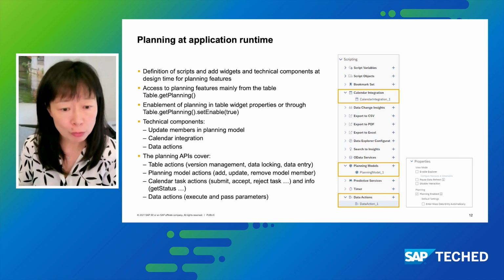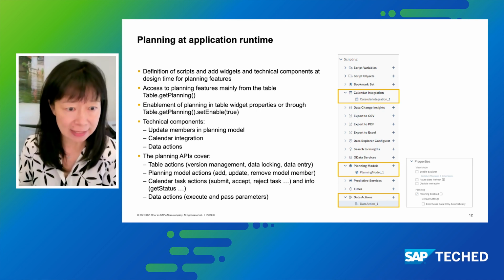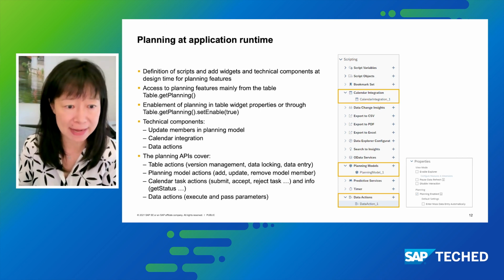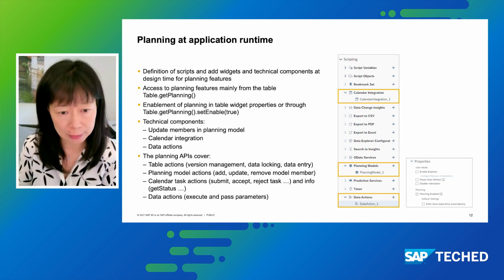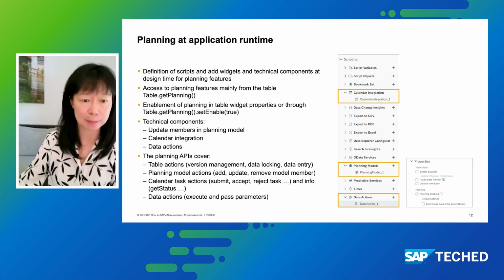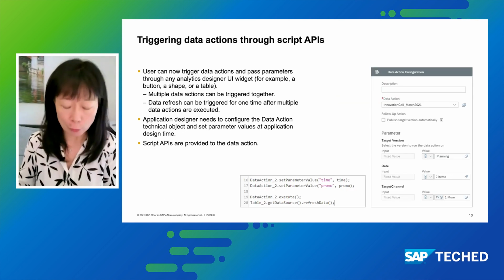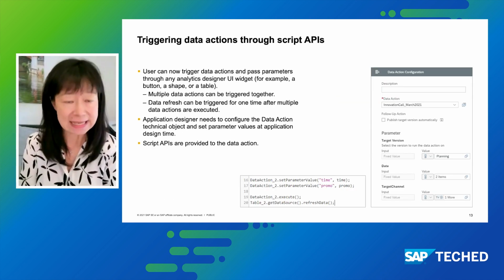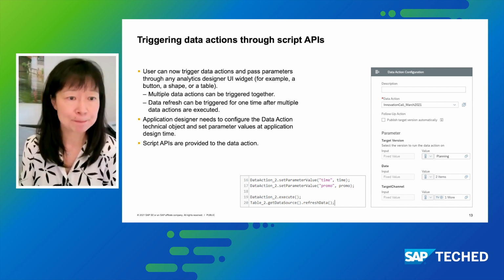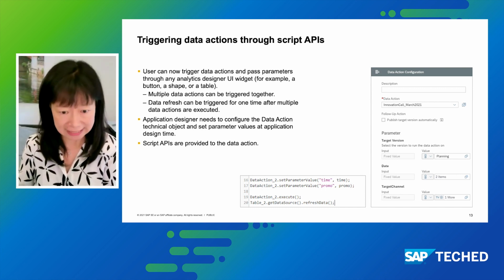And to access all table-based planning functionalities, you need to use table.getPlanning as a script API, and you can enable the table-based planning capabilities, or you can also use a script API to set this planning functionality enabled. So that's an overview of what we provide at application design time to enable you to cover the planning activities. And then you can also use a script API to trigger data actions.